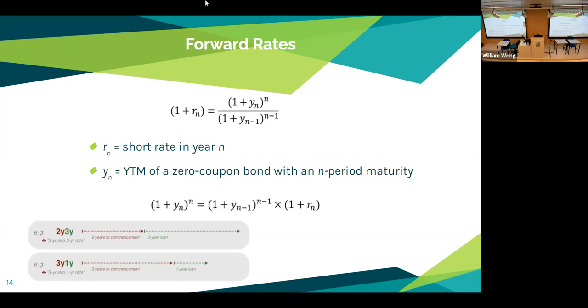The reason I include this is it's essential, but it will again blow up your mind as well. When people say 2 year into 3 year rates, it means 2 years to start building this, and then after 2 years, the 3 year loan. And then 3 year into 1 year, that means a 3 year to start building this, and then for 1 year loan.